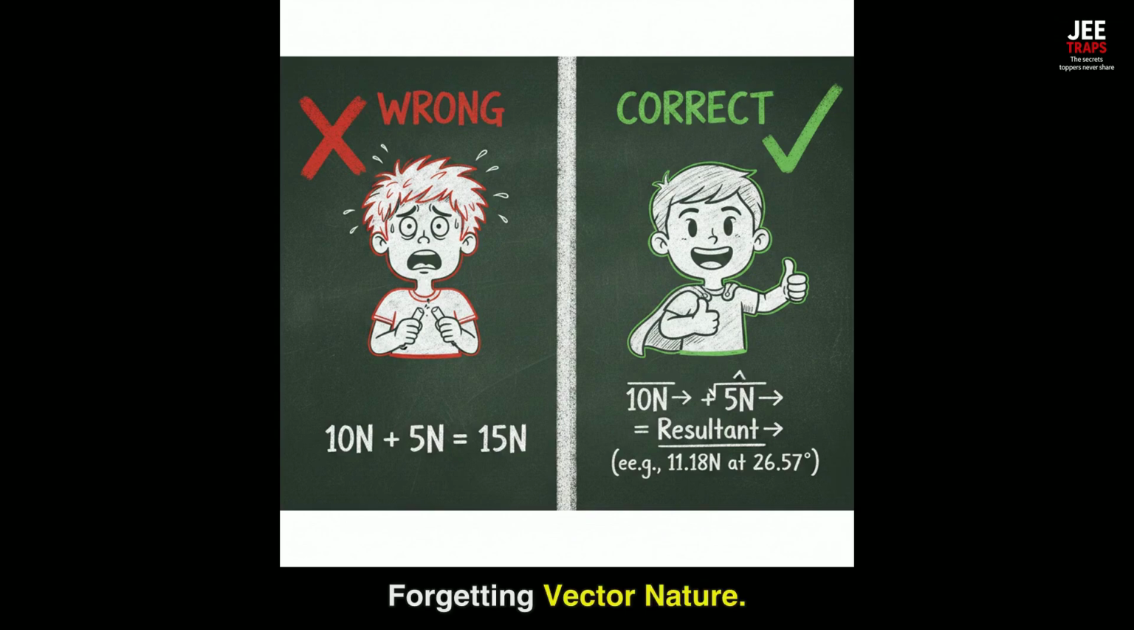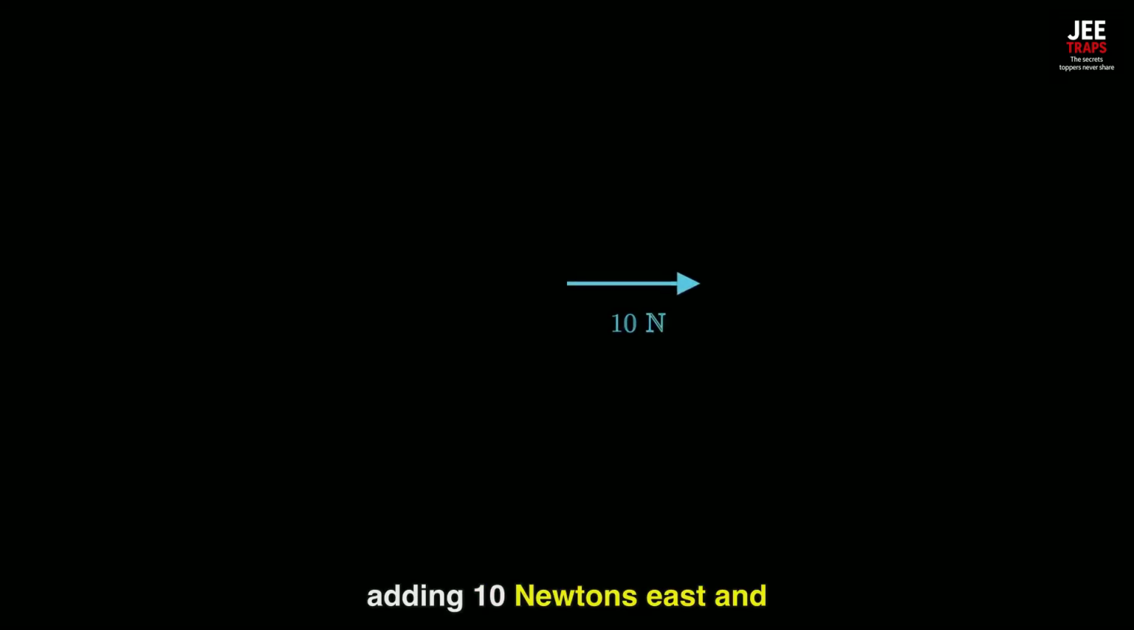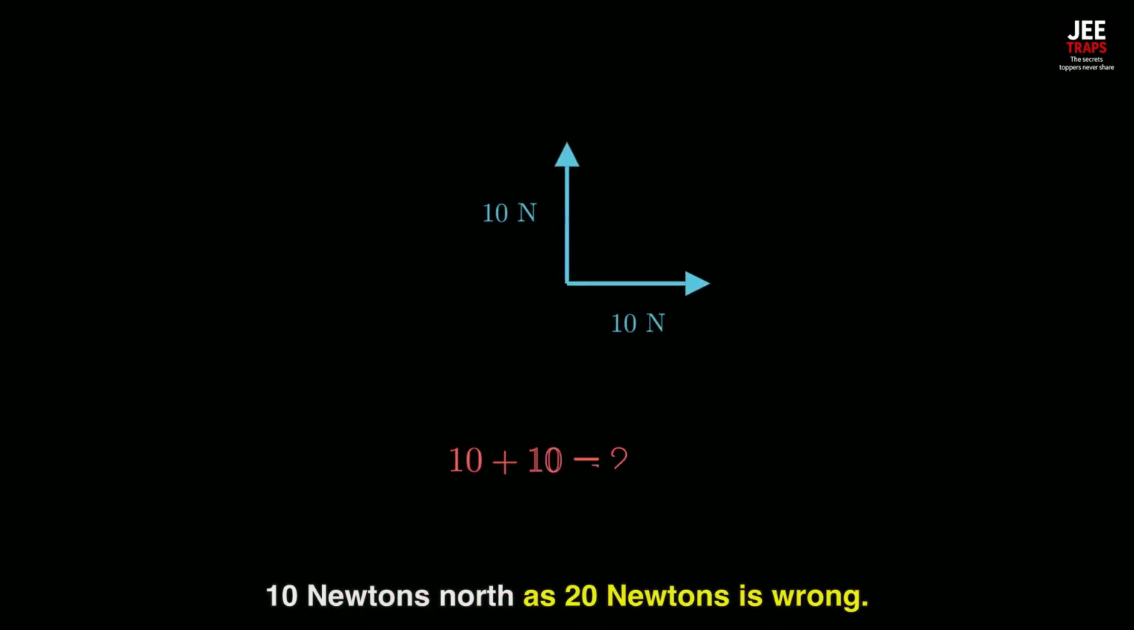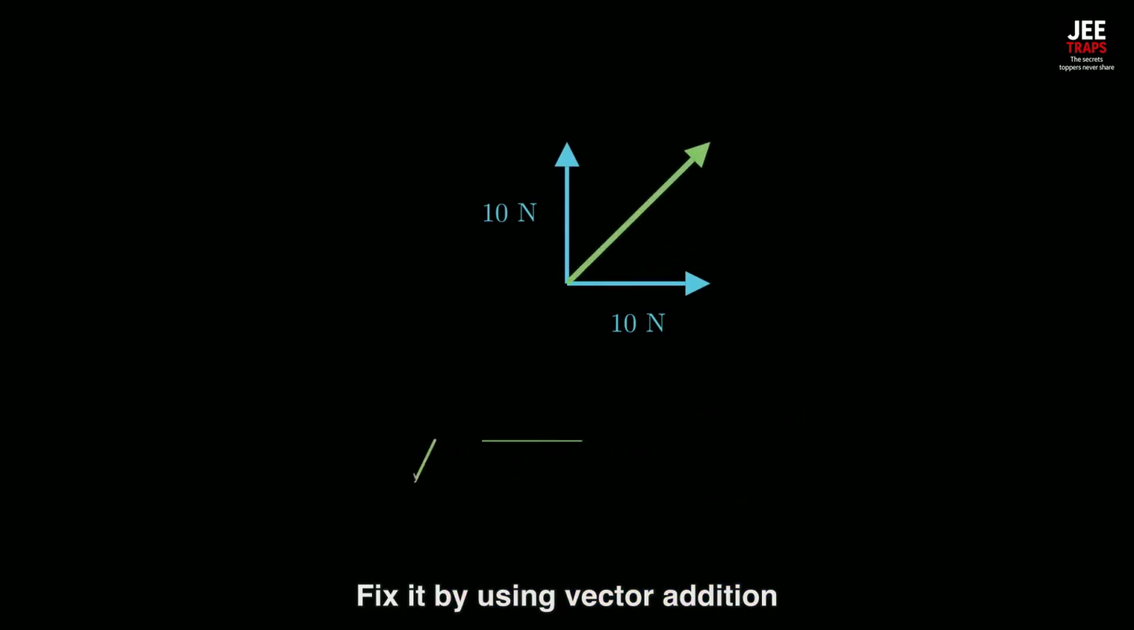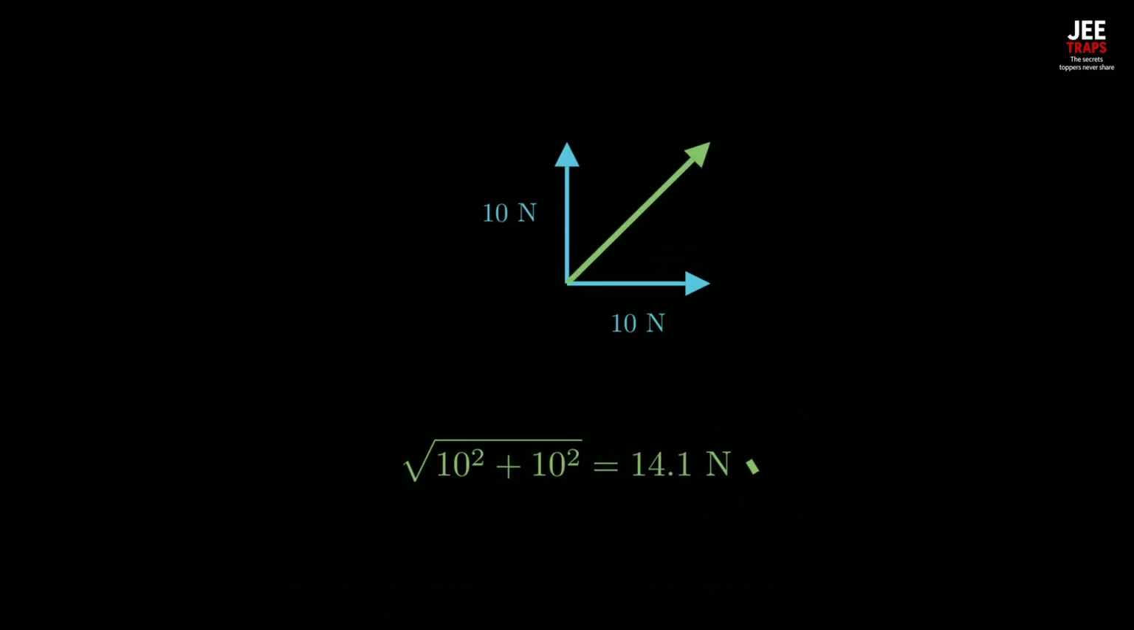Mistake 5. Forgetting vector nature. If you keep adding forces or velocities without direction, your answer will fail in every vector problem. For example, adding 10 newtons east and 10 newtons north as 20 newtons is wrong. Fix it by using vector addition, either geometrically or by components.